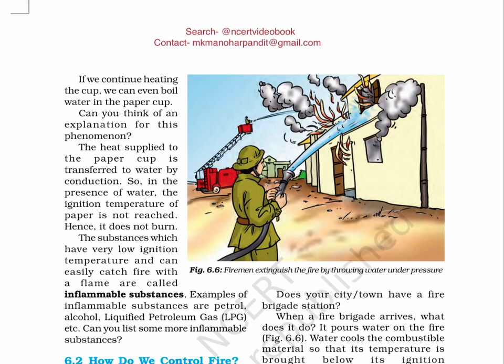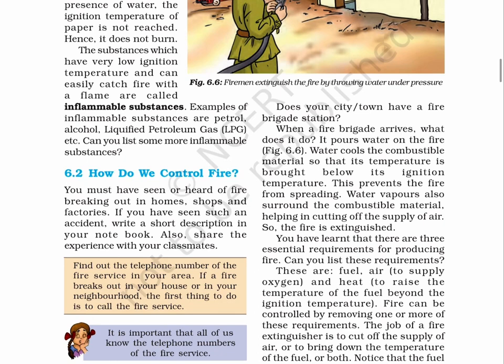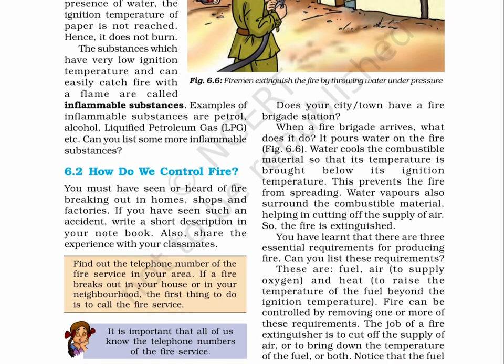The substances which have very low ignition temperature and can easily catch fire with a flame are called inflammable substances. Examples of inflammable substances are petrol, alcohol, liquefied petroleum gas, LPG, etc. Can you list some more inflammable substances?